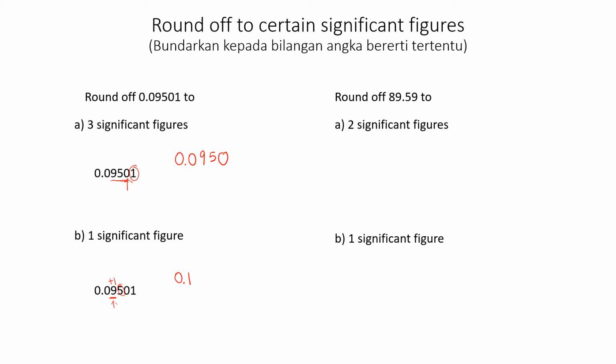Next, for 89.59, you need to round off to two significant figures. The two figures are these two figures in front. We look at this number. Since 5 to 9 we need to round up, we add 1. When 9 add 1, it is 10, so we need to add 1 here. That will be 9, 0. Two significant figures is 90.